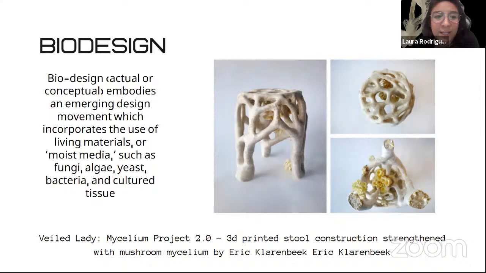Another type of biodesign is when we are using organisms to create new bodies, to create new materials, and it's also known as moist media. When you use, for example, fungi, algae, yeast, or even tissue. So in this case, it's also difficult to distinguish if the Victim's jacket, that really looks like a jacket, can be considered biodesign or not, because it was a tissue culture design, but it was also presented as an artwork.